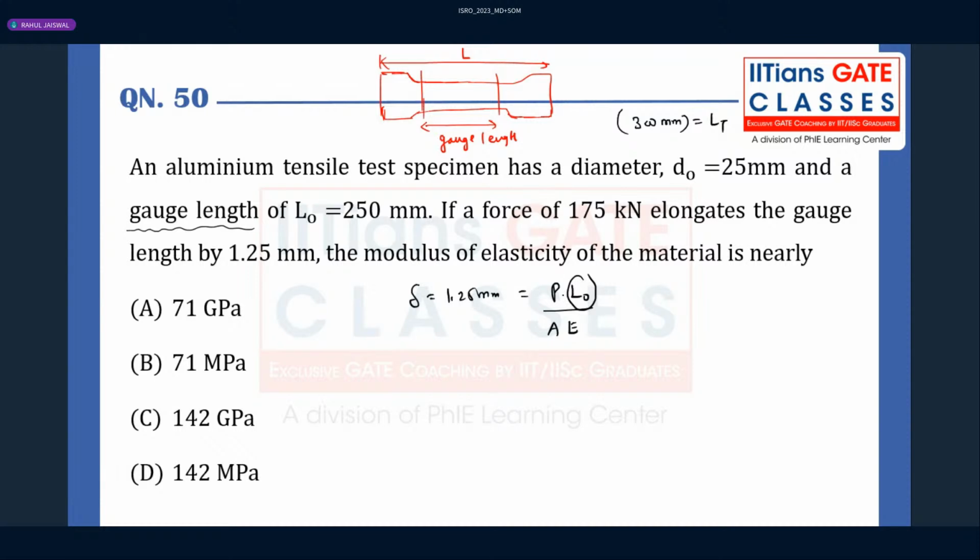If you are using total length as 300, then you will be getting the wrong answer for E, Young's modulus, right? So please make a note of those things also.